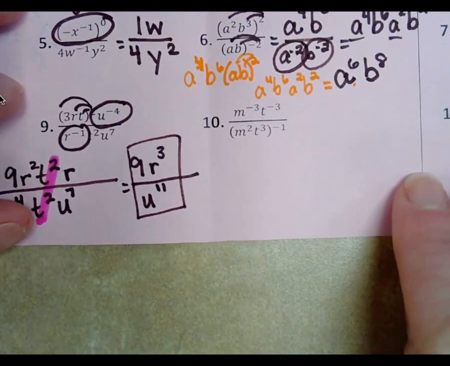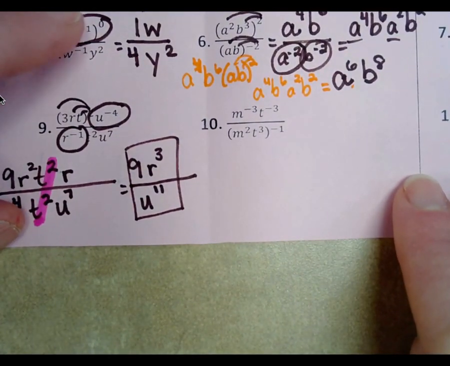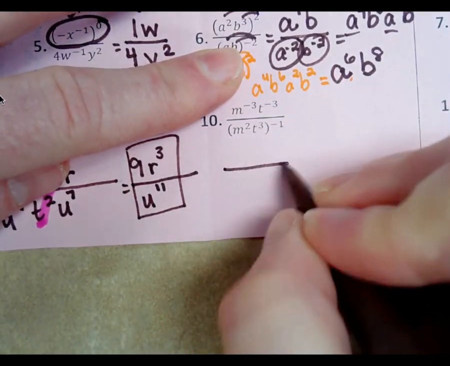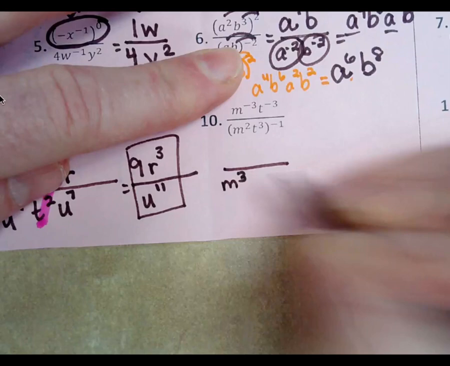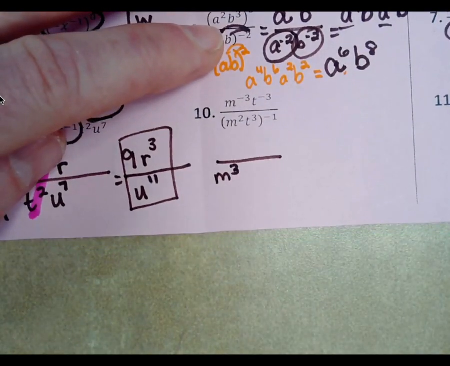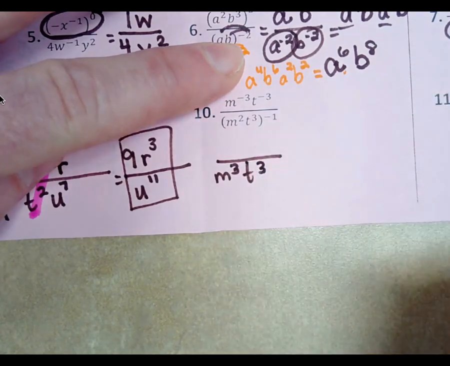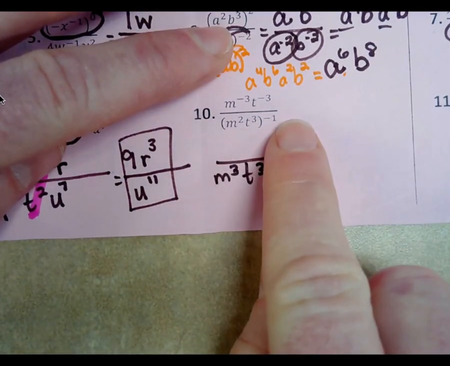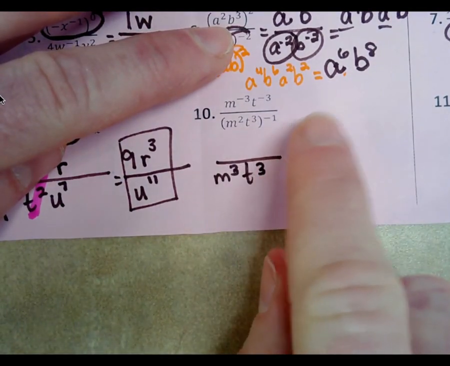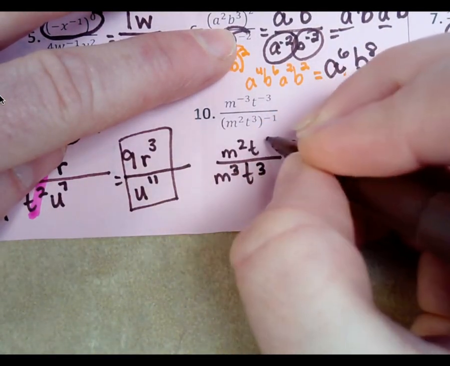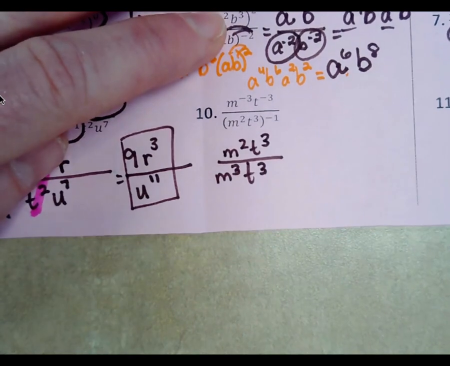All right, let's go to the next one. We have m to the negative 3, so we need to put that on the bottom as m cubed. t to the negative 3, put that on bottom, t cubed. And then this whole thing is raised to the negative 1. It all goes on top. So everything's flipped. Yeah, everything is actually flipped, exactly.